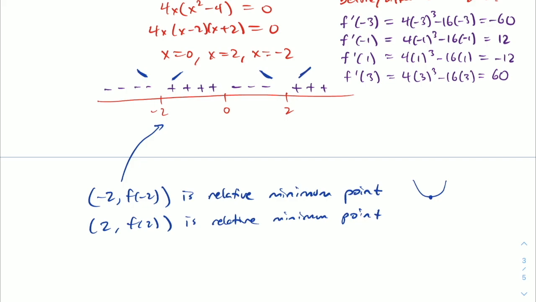And then 0, f of 0, is a relative maximum point because it's positive slope before, and negative slope after. So we're in this situation.